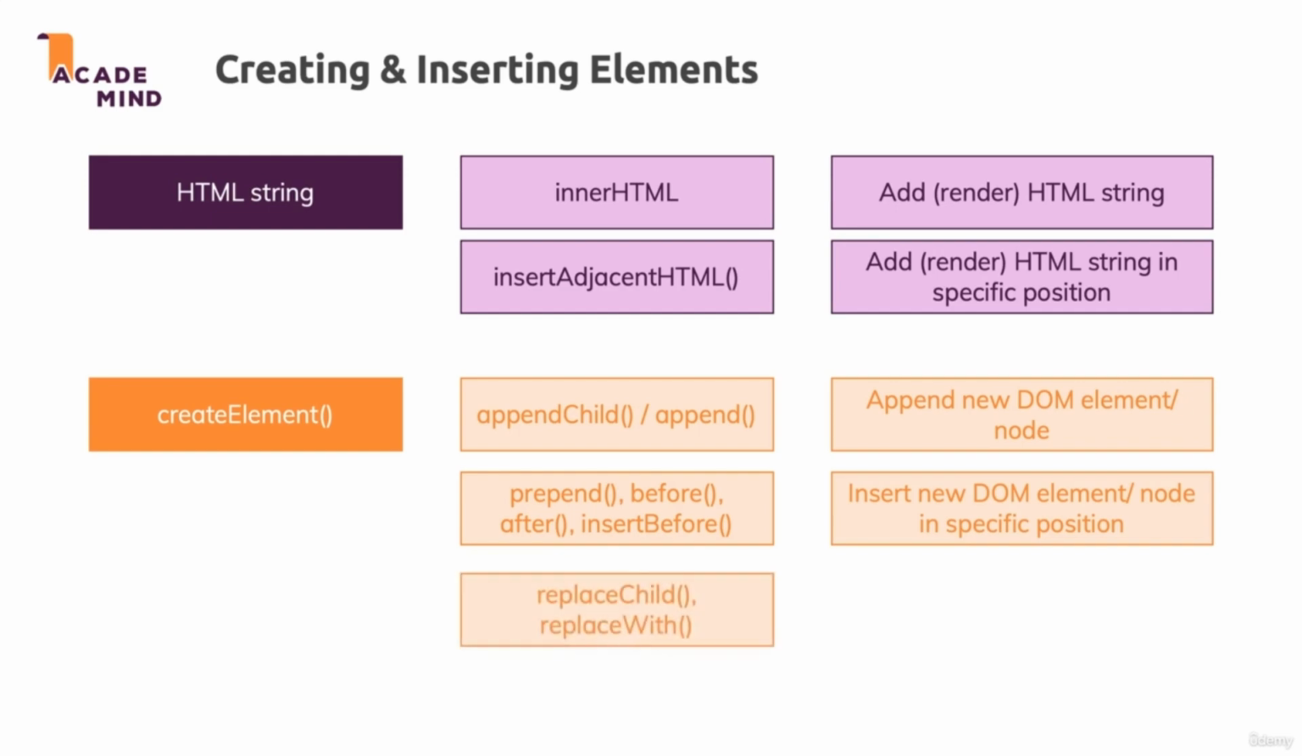And you can also replace an existing node with that with replace child or replace with. That's also possible and allows you to basically remove an existing element and replace it with a new one. So these are different ways of manipulating the document. Let's now have a look at them and understand their differences and when to use which.